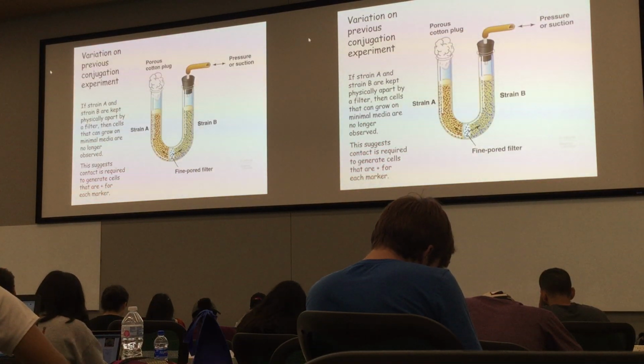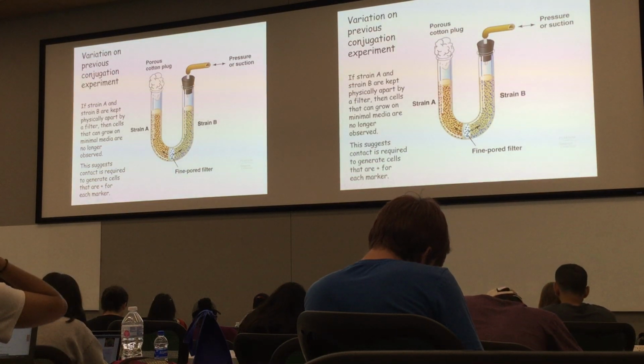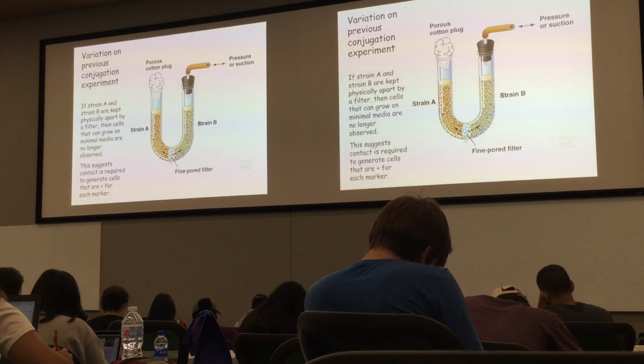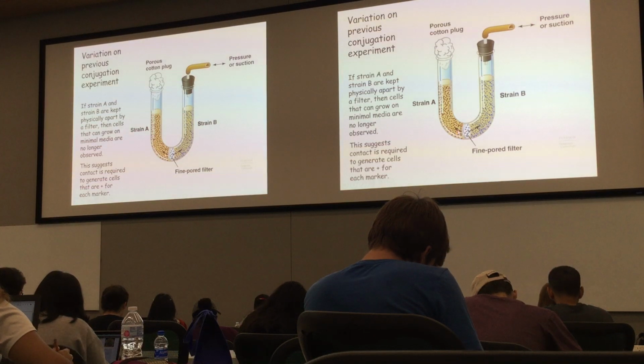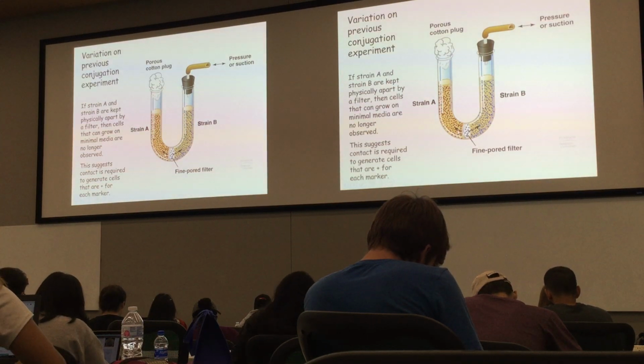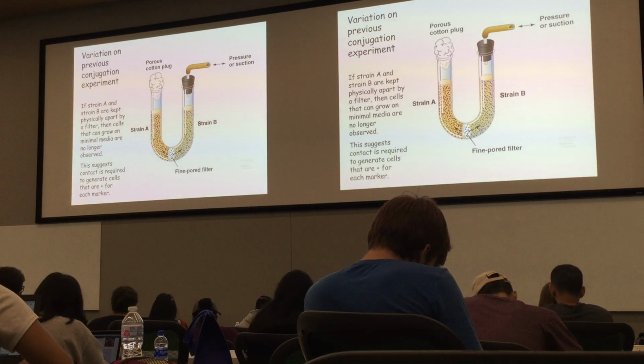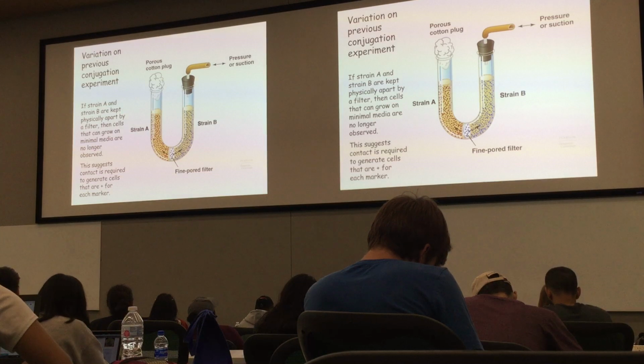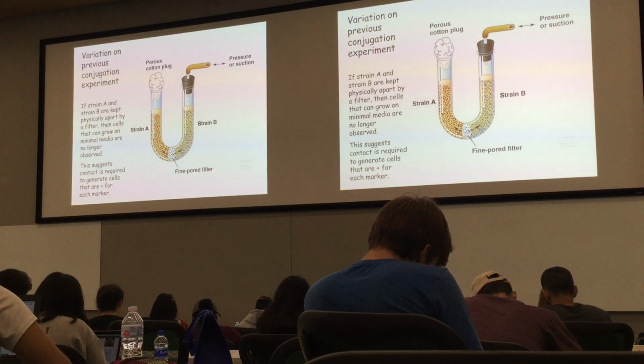Here we have another variant of this same experiment. In this case, what we do is we put strain A on this side, we put strain B on this side, but we separate them by this filter. The filter is some mesh that has really fine pores. Maybe the pores can allow amino acids and media, liquid to transfer back and forth, but you can't have cells moving back and forth. So this separates strain A from strain B such that there's no contact between them.